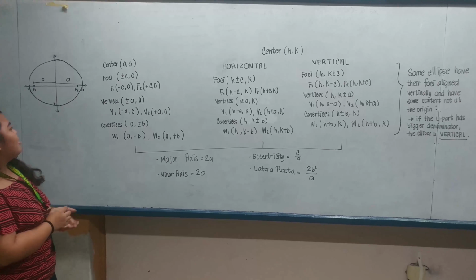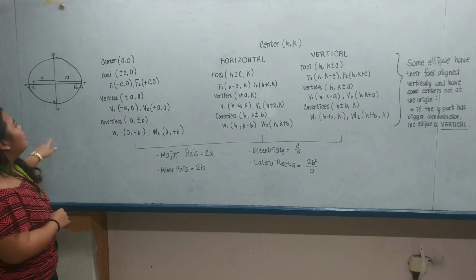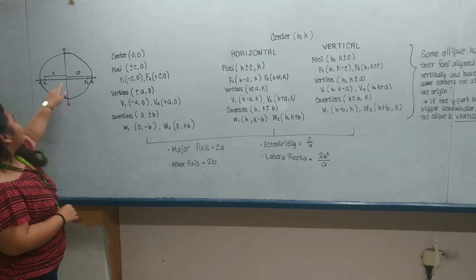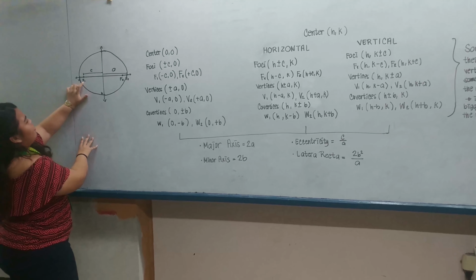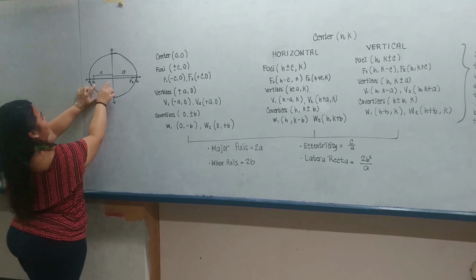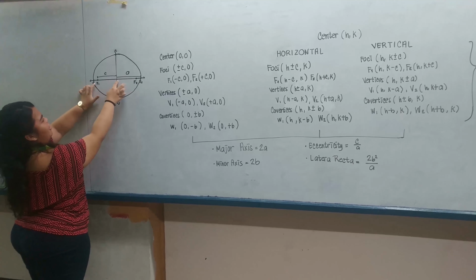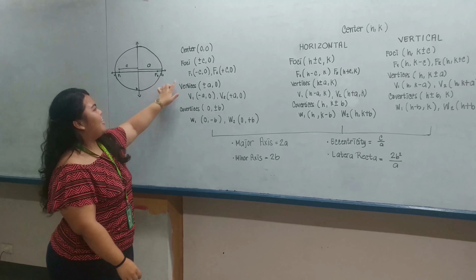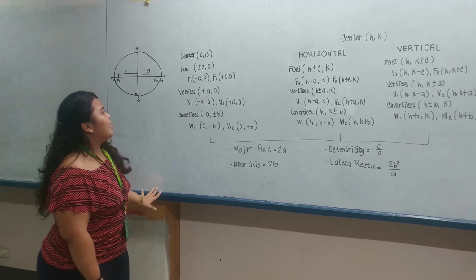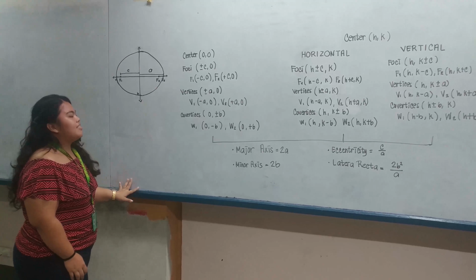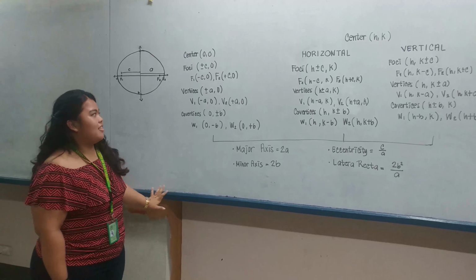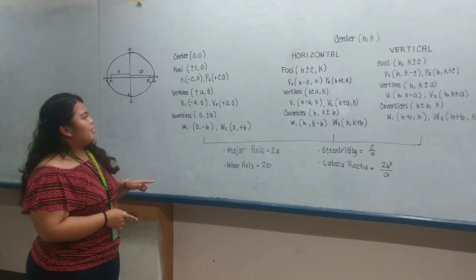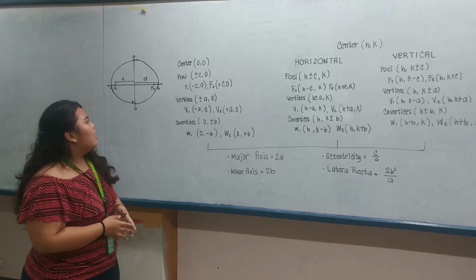So here we have an ellipse with an origin or center at 0, 0. Each focus is c units away from the center. So as we can see here, focus 1 is c units away from the center. So this is your focus. We get foci at positive or negative c, 0, where f1 is negative c, 0 and f2 is positive c, 0. And it could be interchanged, wherein f1 could be positive c and f2 could be negative c.